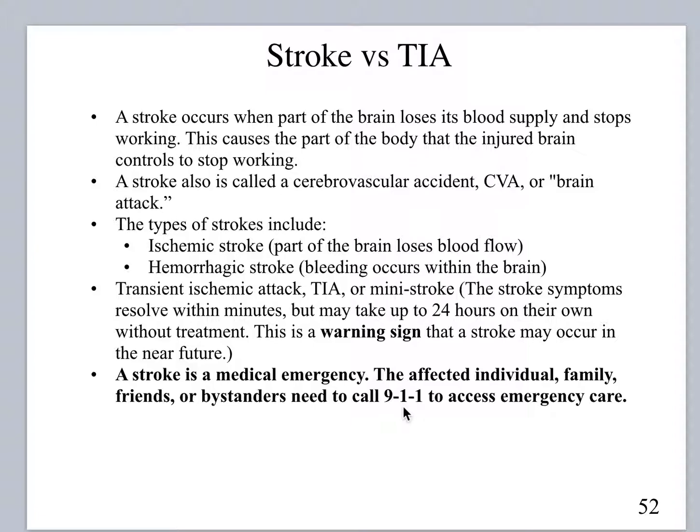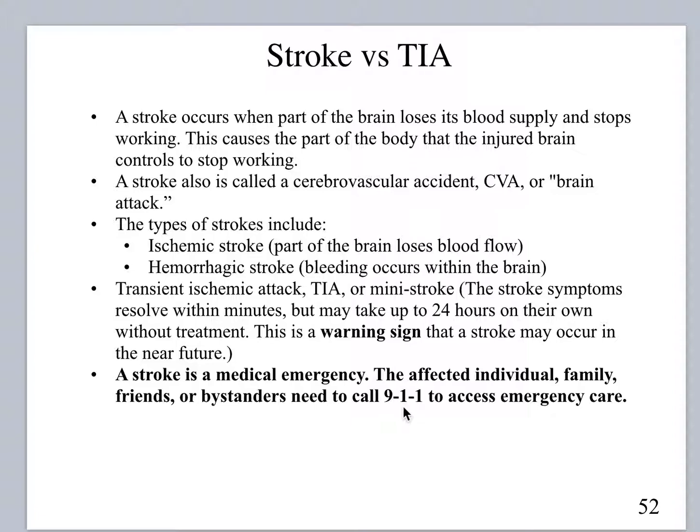I put this in here to illustrate the stroke versus TIA. A stroke can occur in any part of the brain. So we've talked about a lot of parts of the brain. If there's a stroke in any of those parts, you lose control of that function. And so a stroke can present in many number of ways. It could be weakness, it could be sensory problems, it could be language problems, it could be problems with coordination. So anytime you see something that looks like a neurological injury, it's best to assume it's a stroke and call 911 to try to get some help.